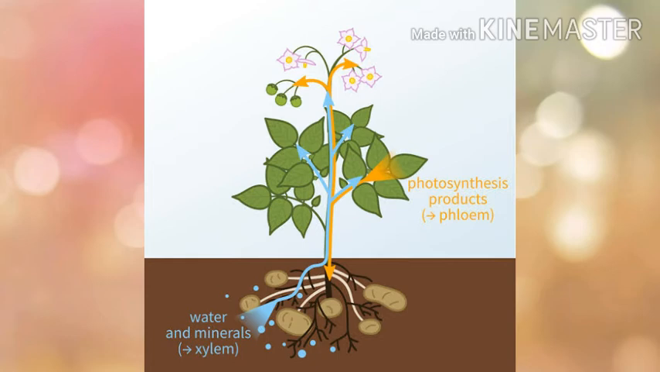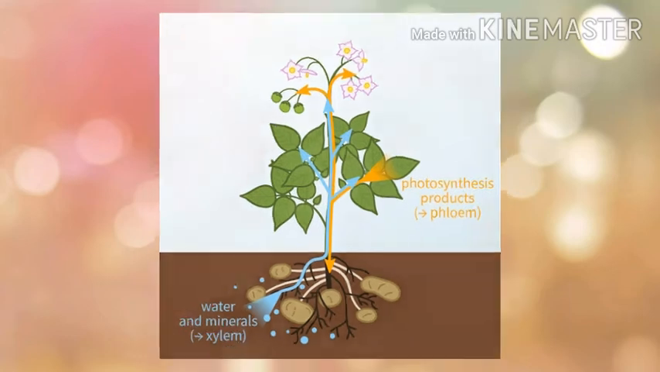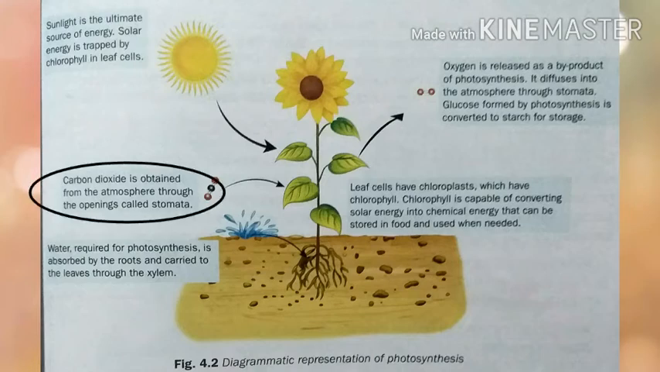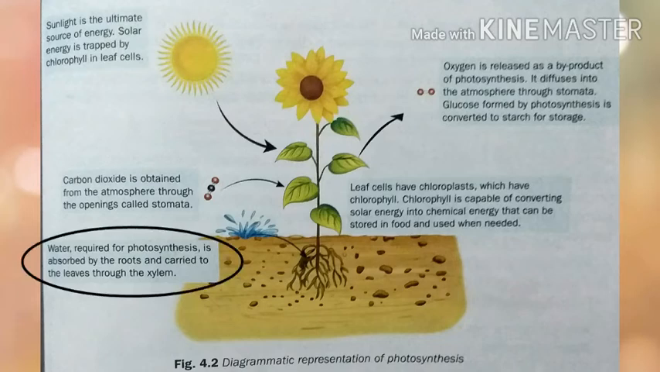The overall process of photosynthesis is represented in a figure which is given in your textbook. Now look at this figure. Here you can see the absorption of sunlight by the leaf cells. Carbon dioxide is also obtained from the atmosphere through the openings called stomata, and the requirement is water. It is absorbed by the roots and it is carried to the leaves through the xylem.